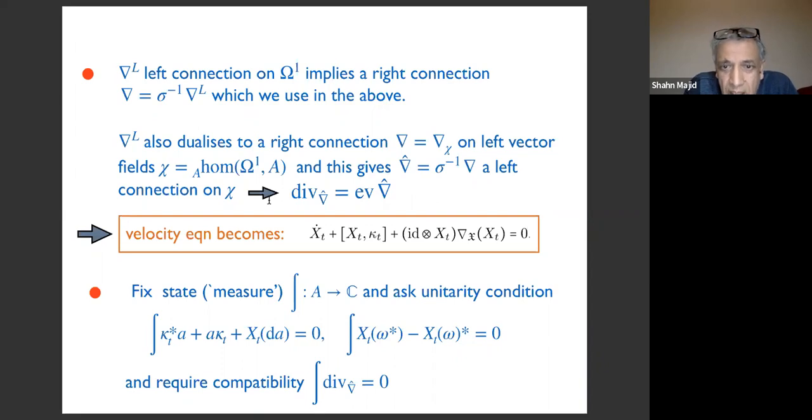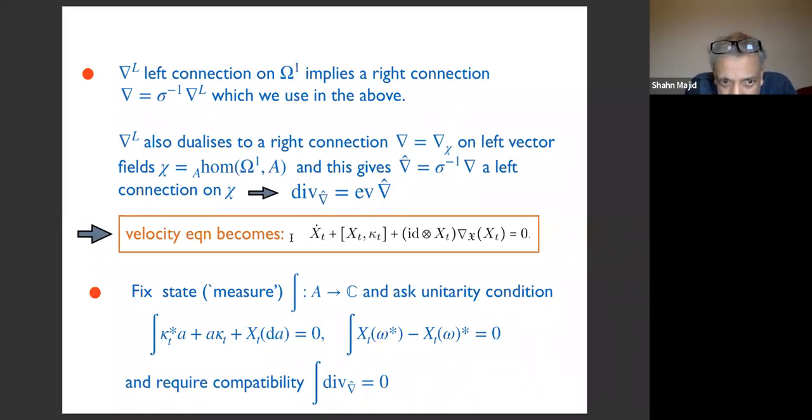So we have a well-defined, given this data, so given a quantum Riemannian geometry on our space-time algebra A, we have a Levi-Civita connection, we can convert it to a right connection, and also to a left connection on vector fields. From the left connection, we can build a divergence. From the right connection, we can do whatever we want with it.